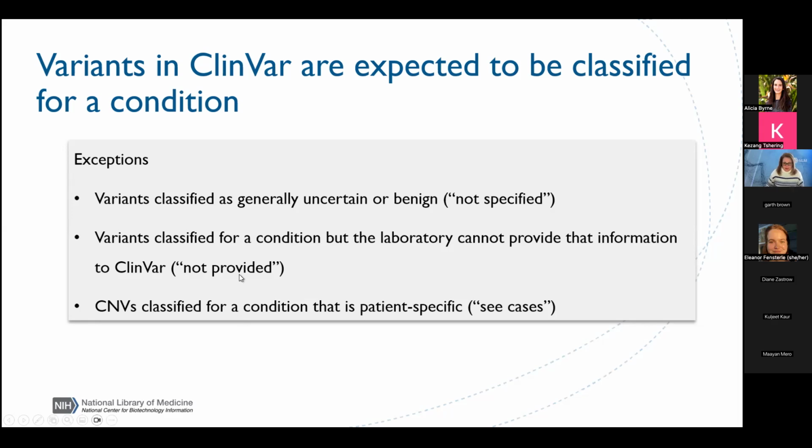It's not provided. But sometimes the laboratory actually has phenotype data. They have observed clinical features that they can provide. And so they don't want to tell the user that there's nothing provided. They actually want to tell the user, please go look at the case level data to find the clinical features for this patient. So sometimes in this case, the condition name might be "see cases", which is an instruction to tell you to please look at the case level data.